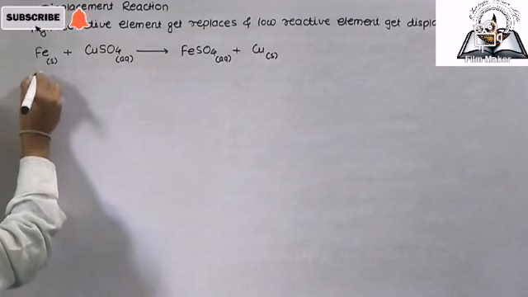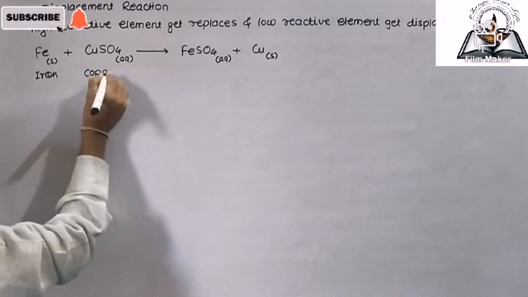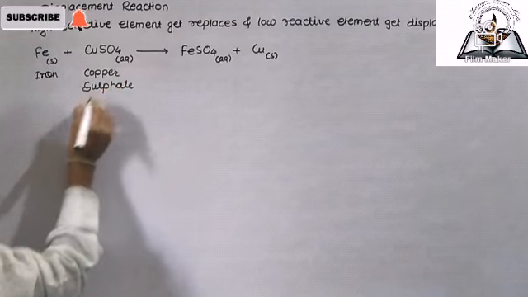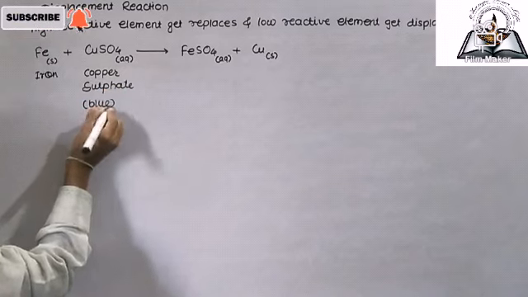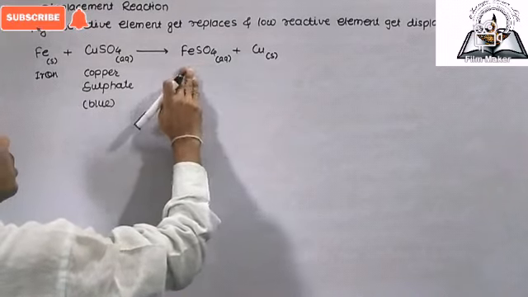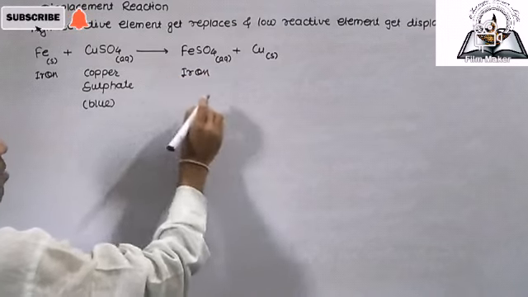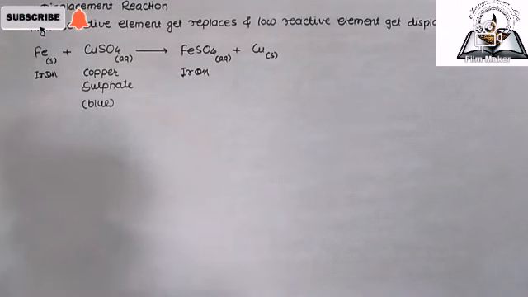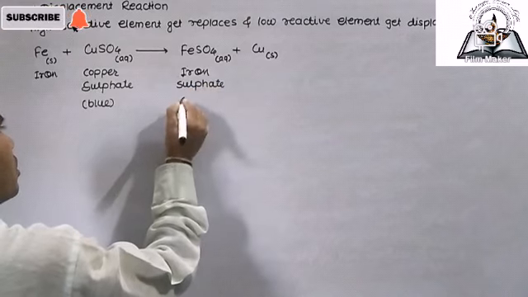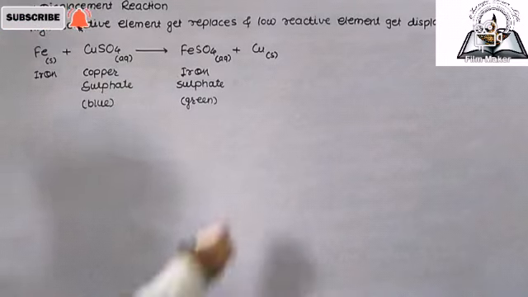So here iron reacts with copper sulfate, the blue color solution of copper sulfate. The blue color of the copper sulfate fades out and gets converted to a green color, that is iron sulfate, particularly ferrous sulfate. So a green color solution of iron sulfate or ferrous sulfate is obtained, and the copper gets displaced.